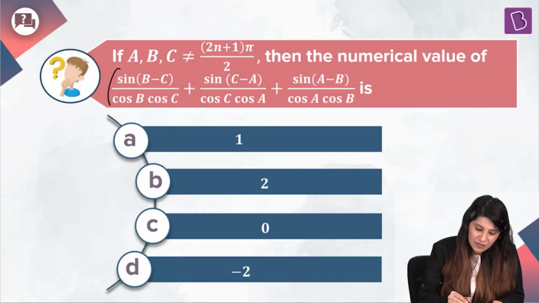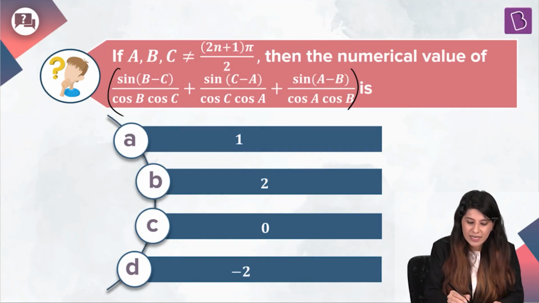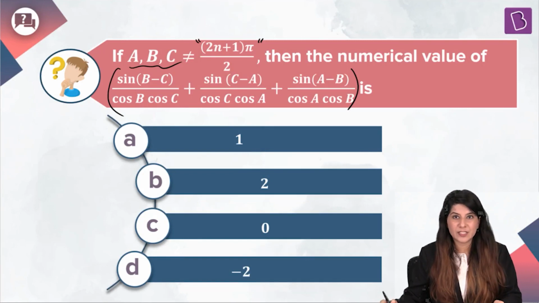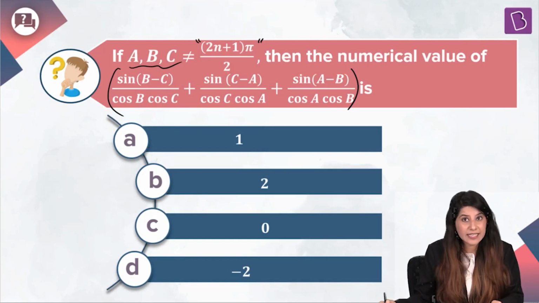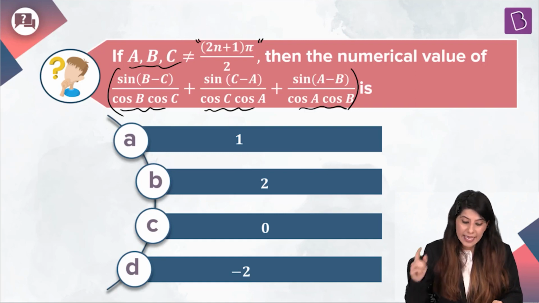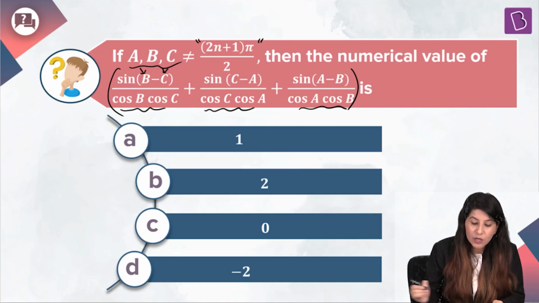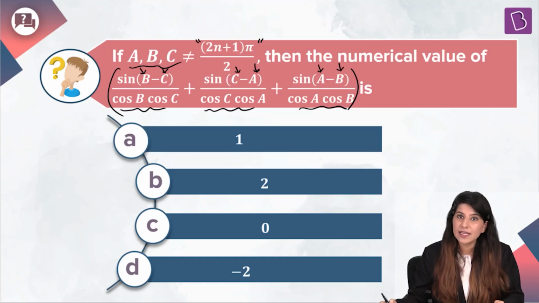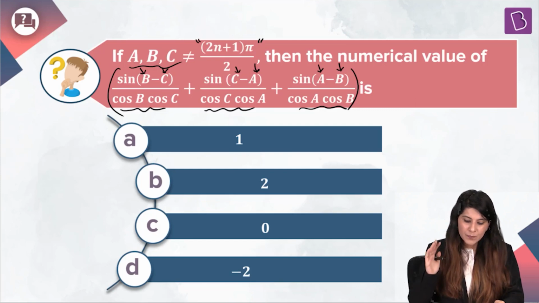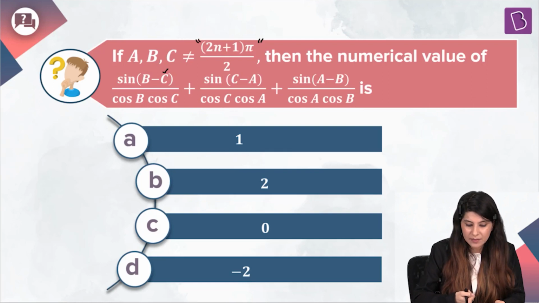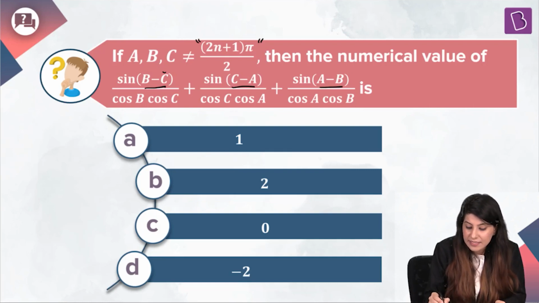In this question, we need to find out the numerical value of this expression where a, b, c are not equal to an odd multiple of pi by 2. And if we carefully observe the three terms involved, the first term, second term and third term, all terms are similar except that the angles involved in the first term are b and c, in the second term are c and a, and in the third term the angles involved are a and b, isn't it? So this looks like a cyclic pattern. This is B minus C, this is C minus A, this is A minus B.